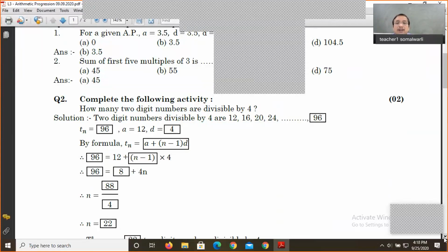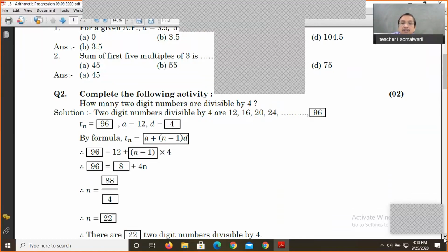If you want to find the value of n, you have to shift 8 to the left side. When you shift 8 to the left side, what you will get? 96 minus 8, and 96 minus 8 is equal to 88. So 88 is equal to 4n, so n is equal to 88 upon 4, and that is equal to 22. So here the value of n is 22, and that is also mentioned in the answer.